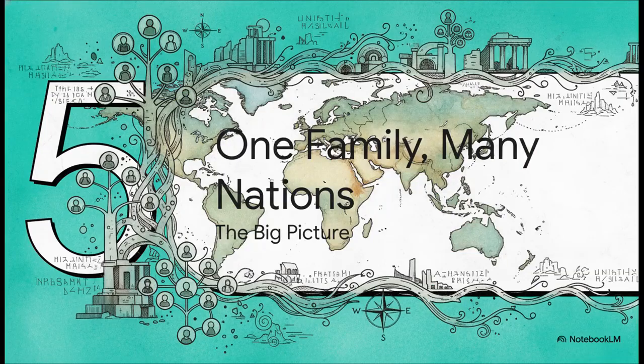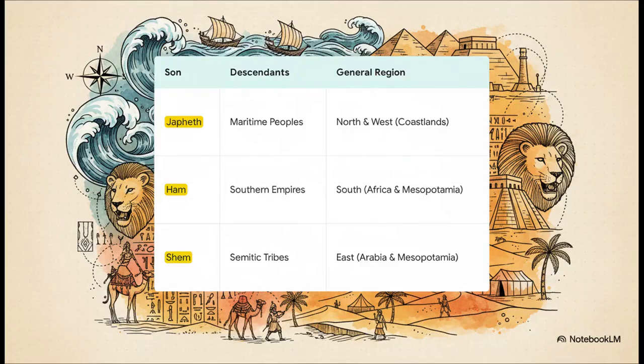So we've traced these three massive family branches all across the globe. Let's zoom out. What does this complete map, this table of nations, actually show us about the world? What's the big idea? So here it is, the whole thing in one simple table. It's this beautiful, neat, three-part division of the known world. Japheth covers the coasts to the north and west. Ham covers the great empires to the south, and Shem covers the tribes to the east. It's a remarkably organized and structured view of global geography.